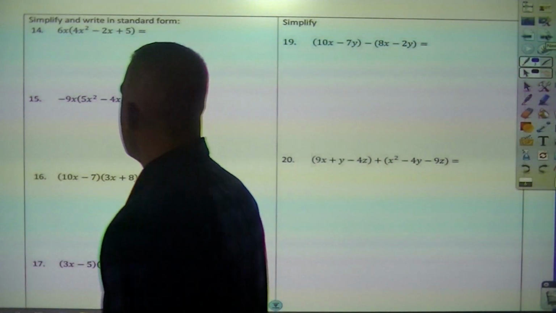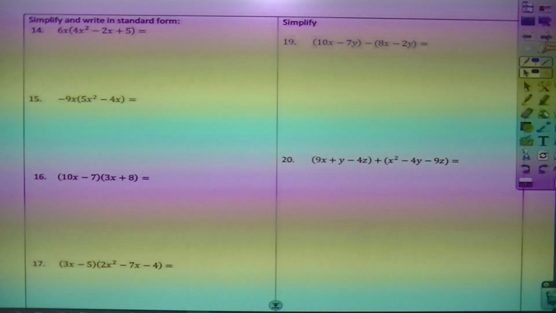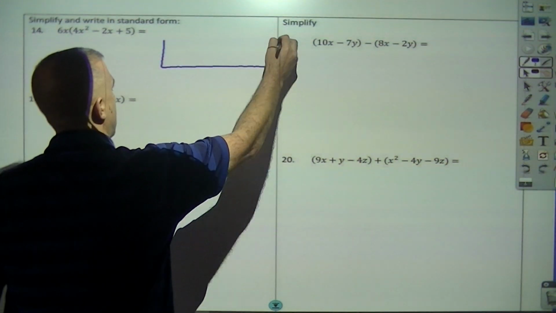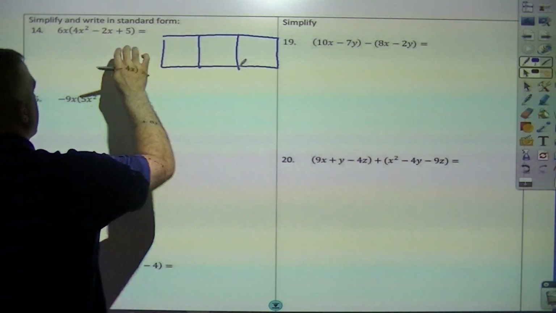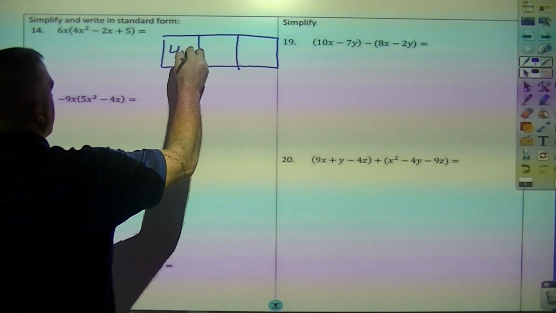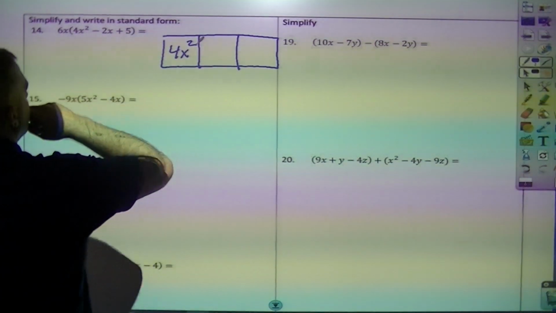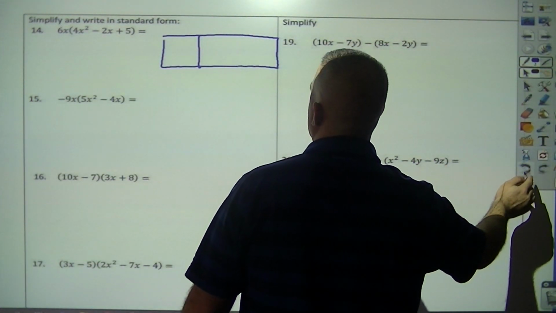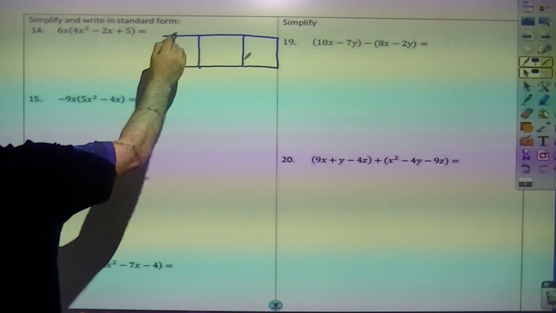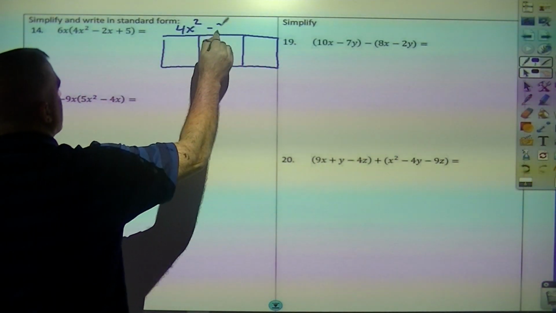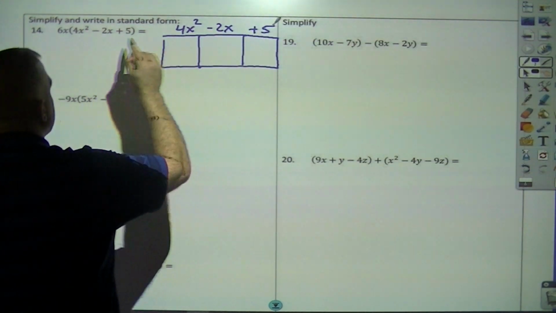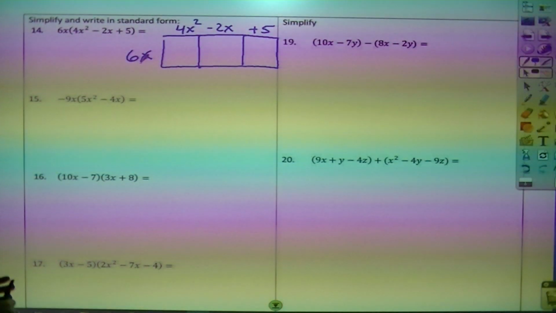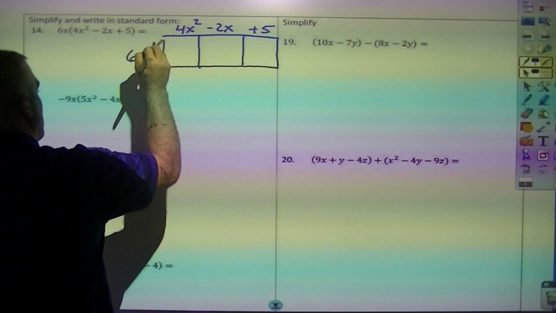Now, this is polynomials. This is multiplication. So what I'm going to do is make a box. Since there are only 3 terms here, 4x squared, I'm sorry, that's not right. Hold on. Okay, make a box. 4x squared minus 2x plus 5 is what I am multiplying, and I am multiplying it by 6x. Now, this is like doing a bunch of little mini polynomial stuff. So I'm going to put a little 1 right there.